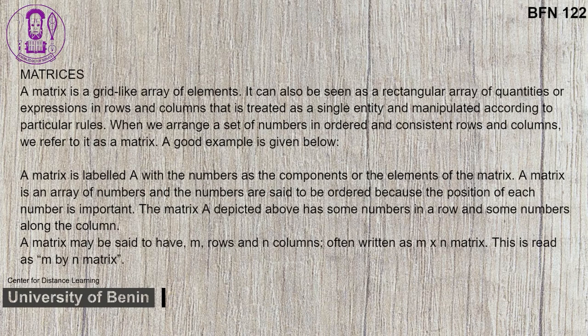A matrix is labeled A, with the numbers as the components or the elements of the matrix. A matrix is an array of numbers, and the numbers are said to be ordered because the position of each number is important. The matrix A depicted above has some numbers in a row and some numbers along the column. A matrix may be said to have m rows and n columns, often written as an m × n matrix. This is read as m by n matrix.